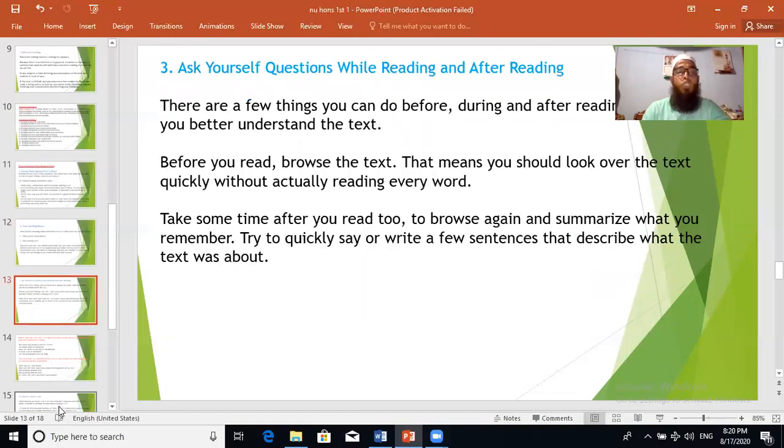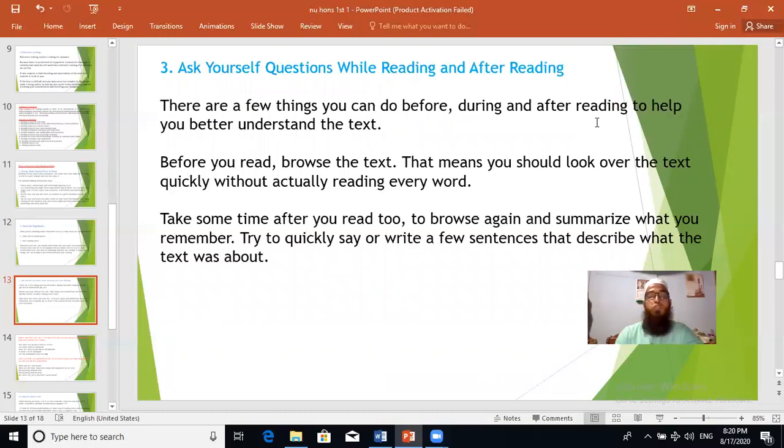Ask yourself questions while reading and after reading. There are a few things you can do before, during, and after reading. These are named pre-reading, while reading, and post-reading. There are a few things you can do to improve your reading skills. In the pre-reading stage, the while reading stage, and the post-reading stage, they help you better understand the text. Before you read, browse the text.